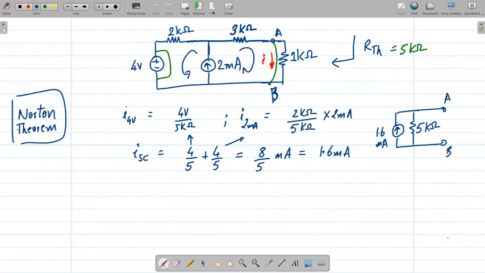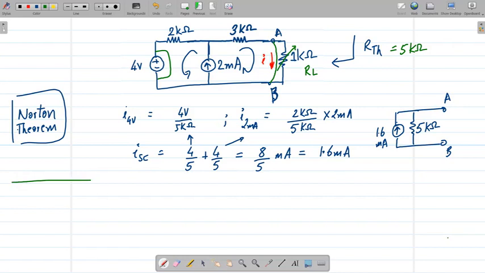I said that the load is like a variable load, and I had put a line across it to indicate that it's a variable load, calling it RL. So now that I have the variable load, what is the value of RL which will allow for the maximum power to be transferred into the circuit, right? And this is called the maximum power transfer theorem.